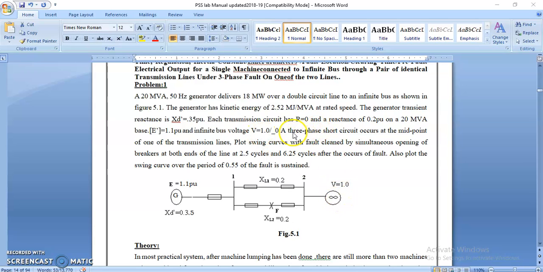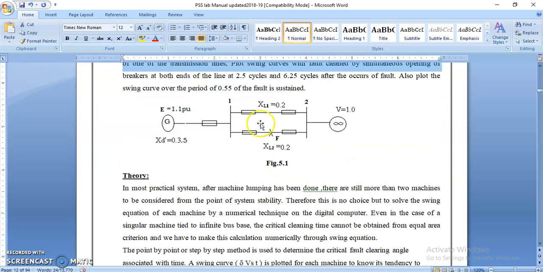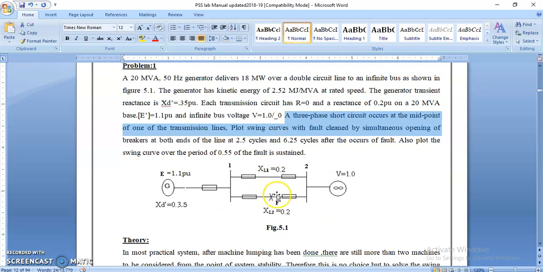So what they told here is that a 3-phase short circuit occurs at the midpoint of the transmission line. On either one of the transmission lines, a fault has happened in the middle. The breakers will operate, one at 2.5 cycles and the other at 6.25 cycles after the occurrence of the fault. You have to plot that swing curve over a period of 0.55, meaning the graph will end when the time period ends at 0.55.